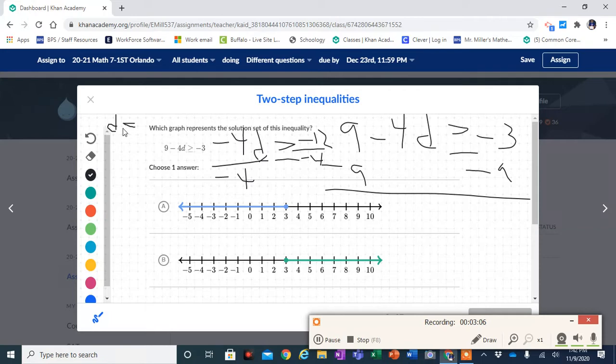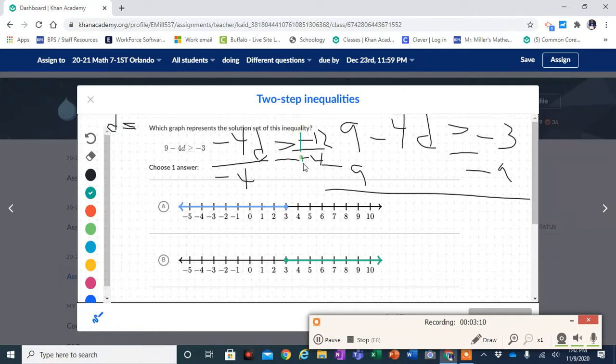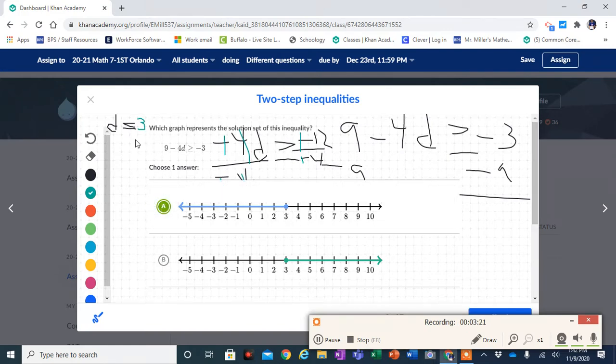The sign flips, and the negatives would cancel each other, just like these would. And 12 divided by 4 then is 3. So we're looking for where D is less than or equal to 3, which would be choice A. And again, it's a solid dot because there's a line underneath the symbol.